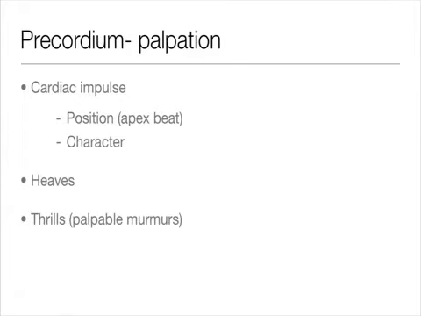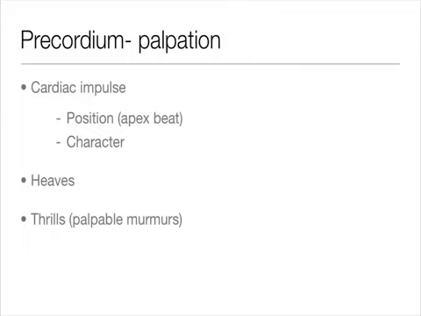Then we look at palpation. We want to palpate the cardiac impulse, and there are two things we want to know about this. Its position, and that's termed the apex beat, and we also want to feel for its character. The cardiac impulse is best performed sitting at 45 degrees. Start by locating the apex, and this is the most infralateral point where the cardiac impulse is felt, and this gives you a guide to cardiac size.